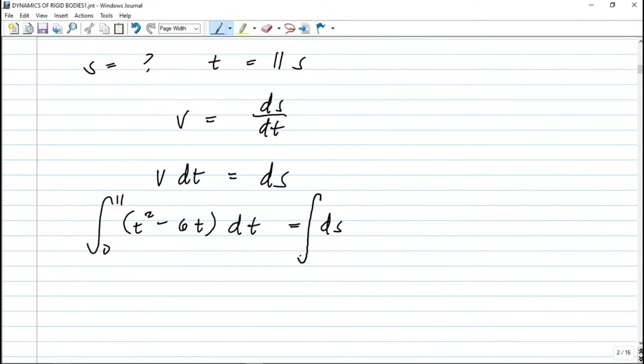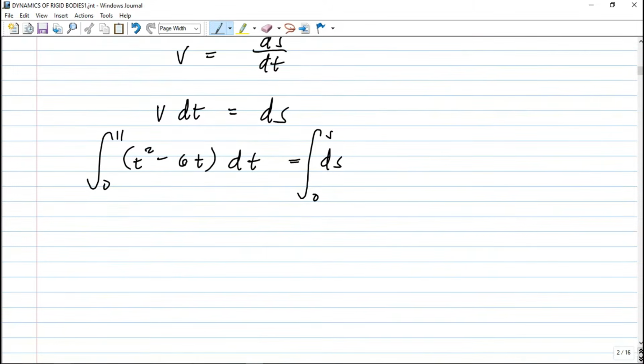So we have here the integral. Our initial position is 0, then our final position is s, from the starting point 0 to s. Then we can get the position of this object at time 11 seconds. So we apply integration again. Power formula, so t cubed over 3 minus 6 times t squared over 2. So the exponent, we just divide by it.